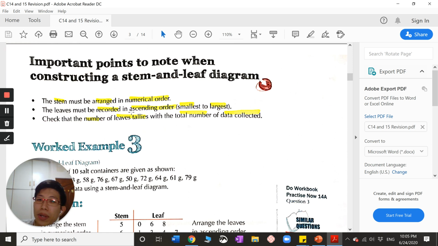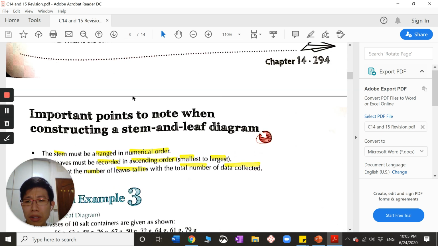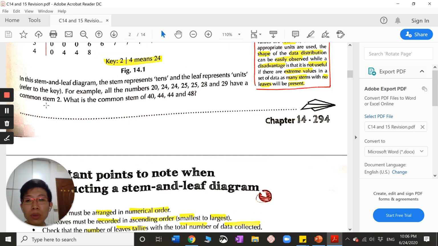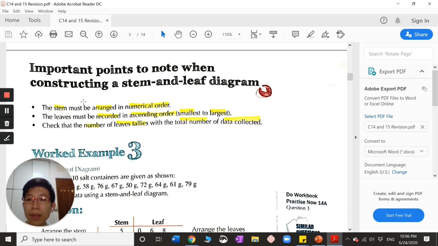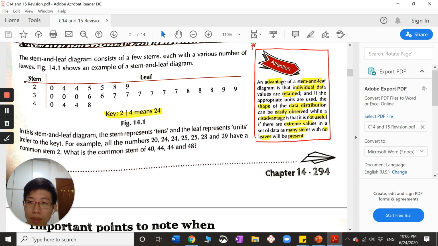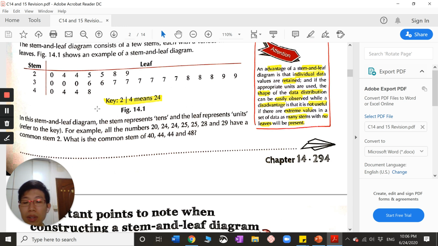An important point to note when you construct a stem and leaf diagram is that you need to arrange in numerical order. The reason being, if you don't arrange in numerical order, it'll be very hard for you to trace which ones you have written down and which ones you have not. So it's always good to organize the data, just like how you organize your data to calculate the median. It's the same thing. So you normally arrange from the smallest to the largest, with the smallest on the first row, that means the horizontal one, followed by the largest. And the largest number is always on the furthest right side.